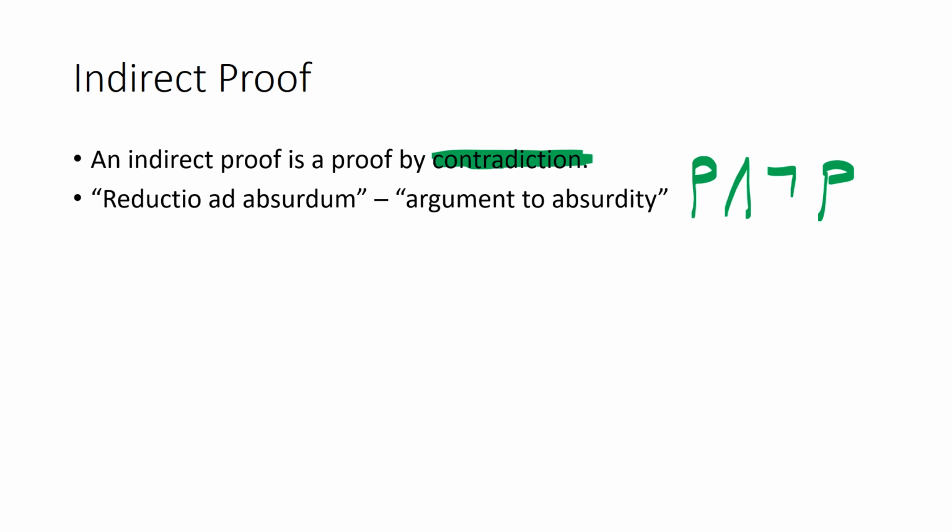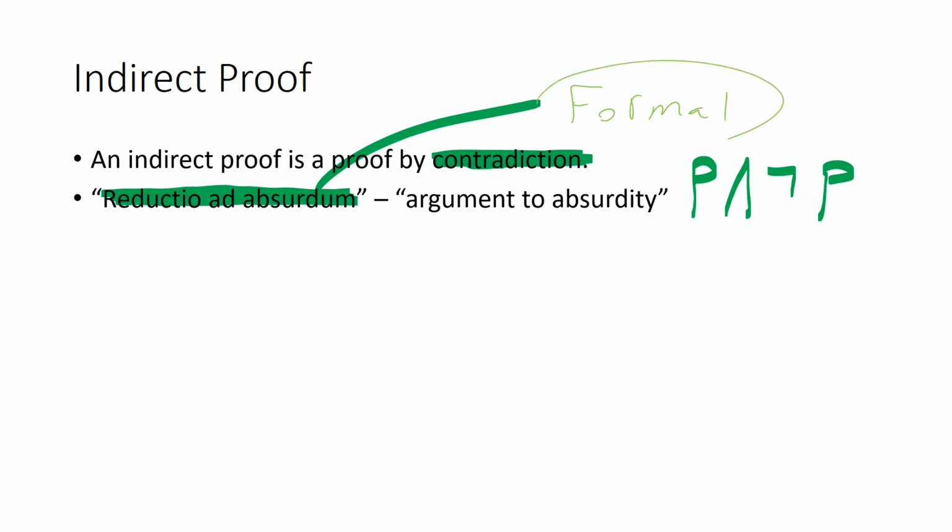Now, by the way, we can make a distinction between the formal and informal sense of the term reductio ad absurdum. In mathematical logic, we're only dealing with the formal sense, where we're deriving a literal contradiction, P and not P. But there's an informal sense of that term also.